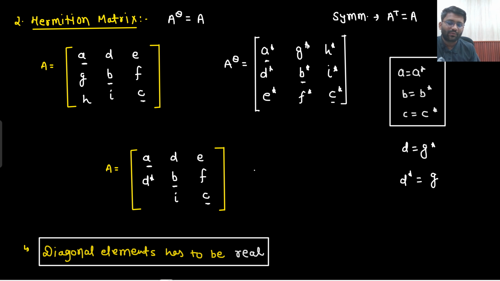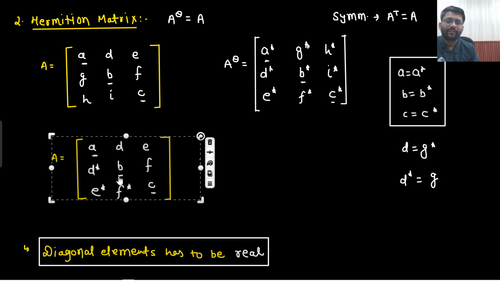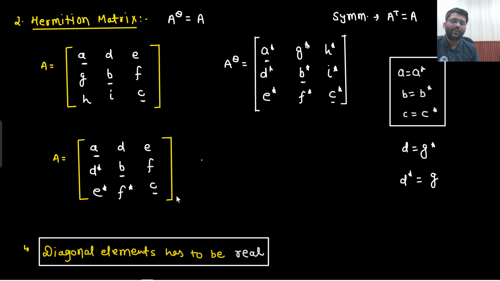So here H should be equal to E conjugate. Right? It is very simple, no? H should be equal to E conjugate. Take the conjugate on both sides. What you will get? E should be equal to H conjugate. If this is F, then this should be F conjugate. Okay, so this will be your Hermitian matrix.